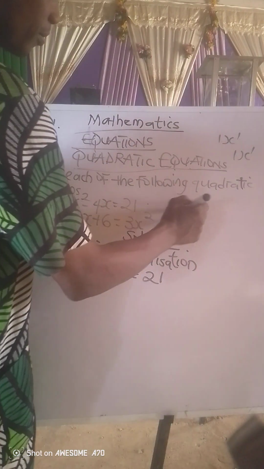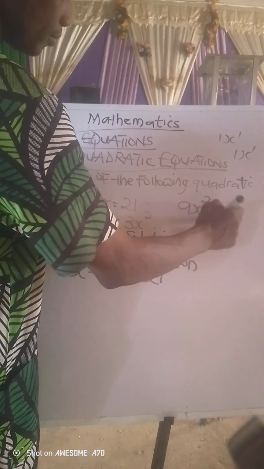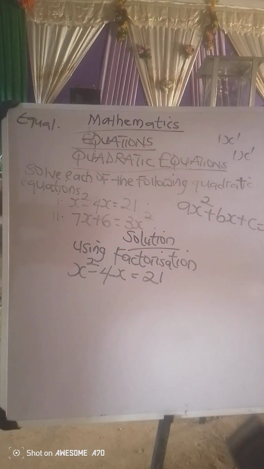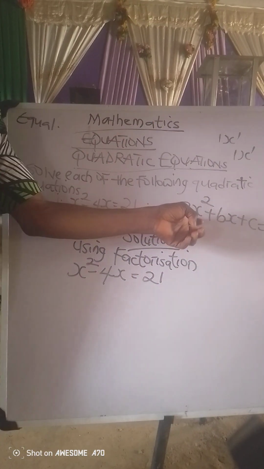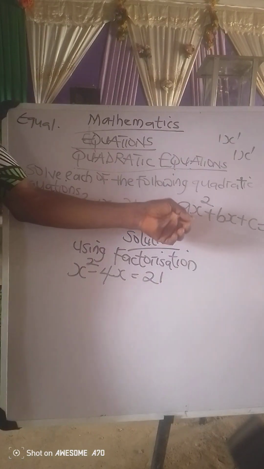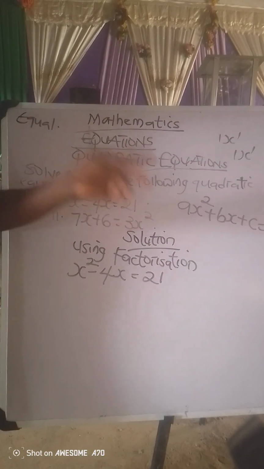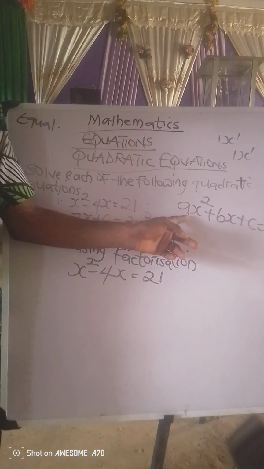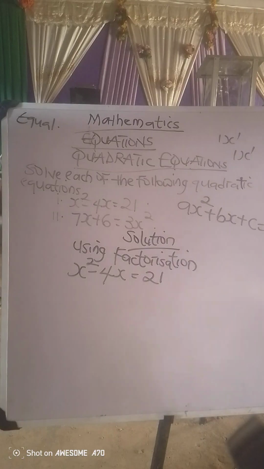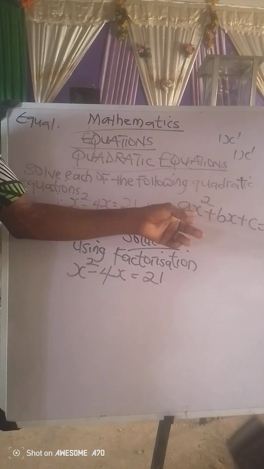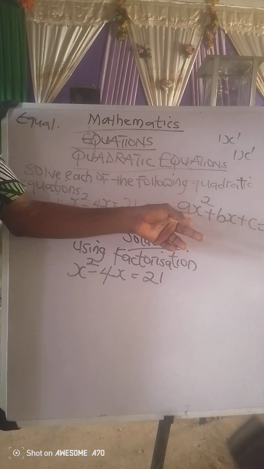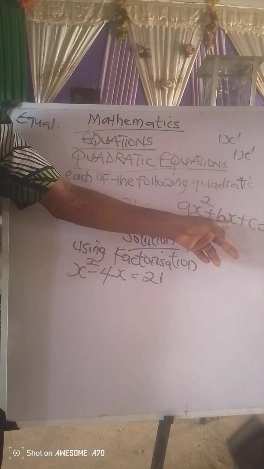This is the standard way. Are you seeing it? Now, this is the standard way. Before you solve any quadratic equation, it must be arranged like this. If it's not arranged like this, your first task is to see how the equation can be arranged like this. Once it's arranged like this, you can now solve. Right? ax squared. 2 is the power of x. And this one is the coefficient of x squared. Then we have the coefficient of x.